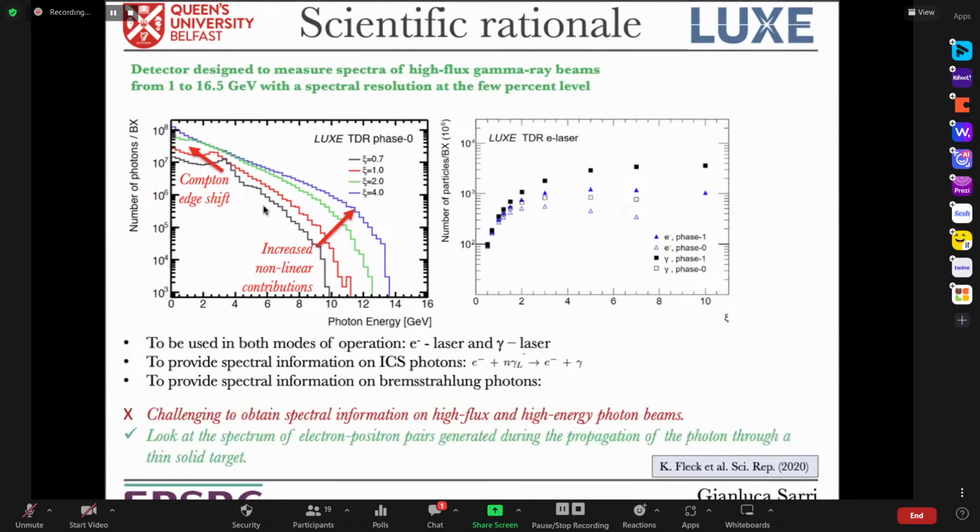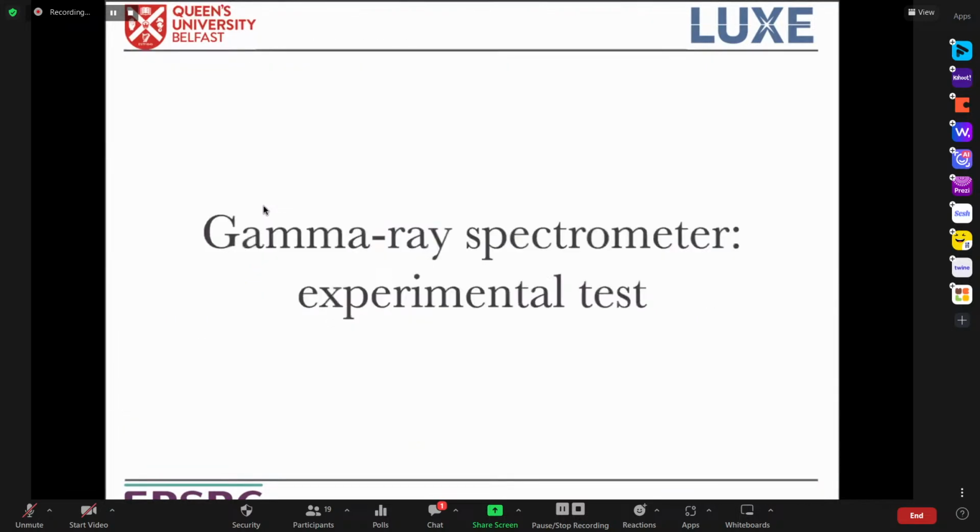scattering. But as you may know, it's very challenging to obtain spectral information or high resolution information for high flux and high energy photon beams. So one idea is to take these photon beams, back convert them into electron-positron pairs using a thin converter target, measure the spectrum of the electron-positron pairs, and then use the Bethe-Heitler cross-section to deconvolve the electron-positron spectrum and retrieve the original gamma ray spectrum.